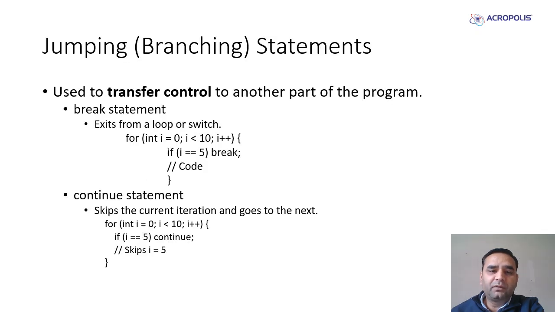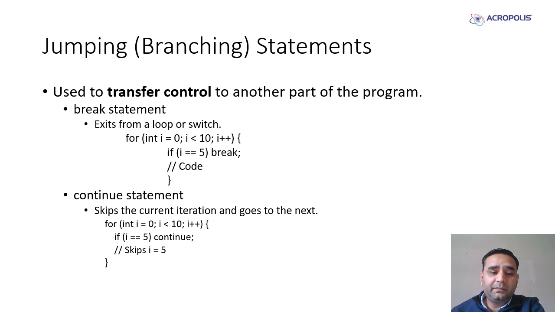Then we have jumping or branching statements. These are three statements: break, continue, and the goto statement. The break statement is used to break the execution of a particular loop or a block at a particular condition. Whenever the if condition is met, it will break, or it will go out of that block immediately.